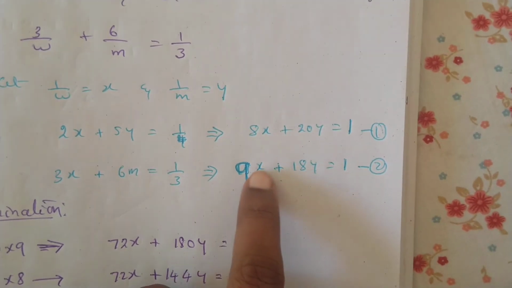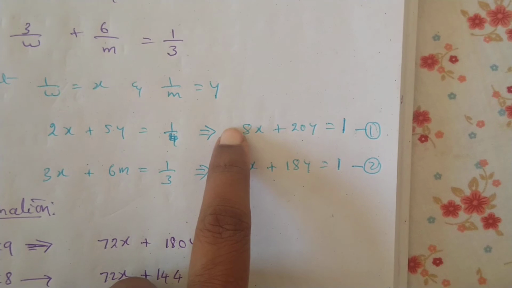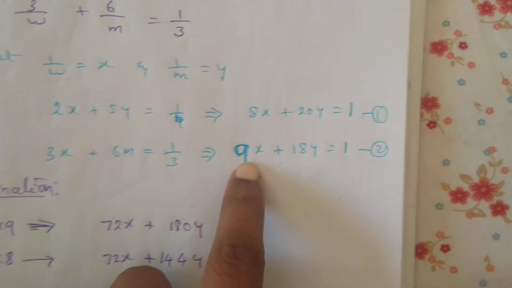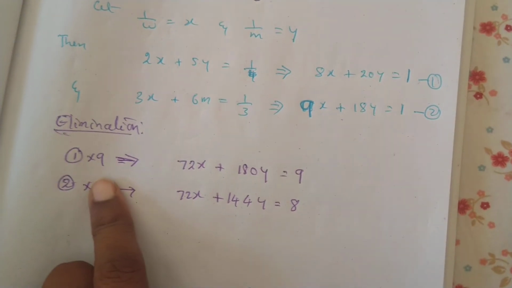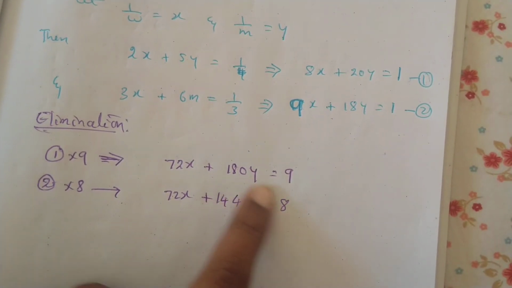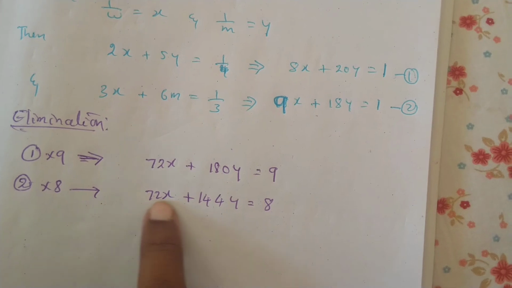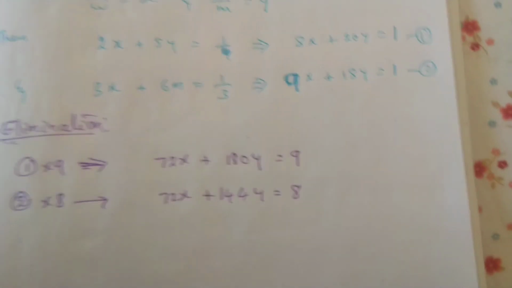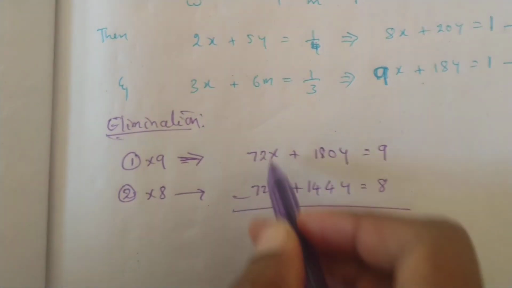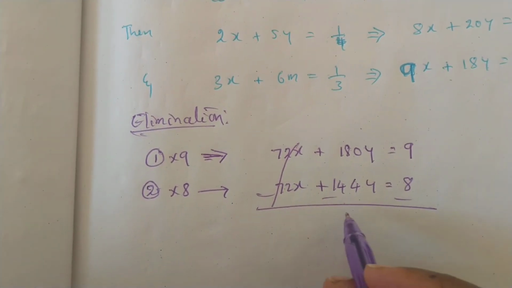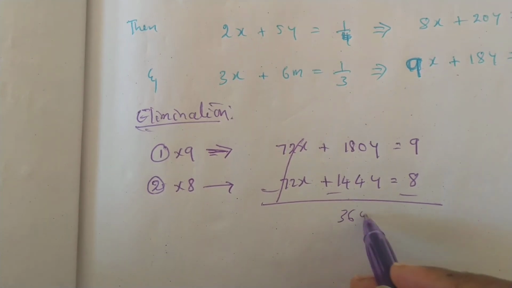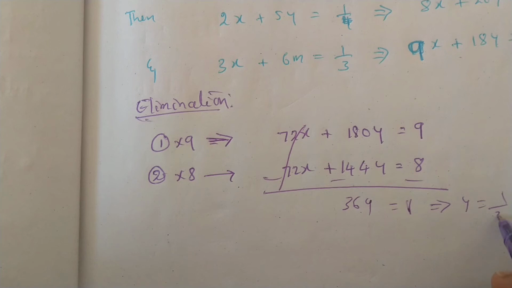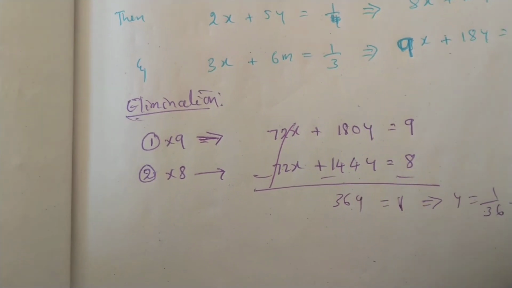Now eliminating X is easy. Multiply the first equation with 9 and the second equation with 8. You can easily solve the equations. So 72X plus 180Y is equal to 9, and 72X plus 144Y is equal to 8. Very, very easy, is it not? So this gives 36Y is equal to 1, which implies Y is equal to 1/36.